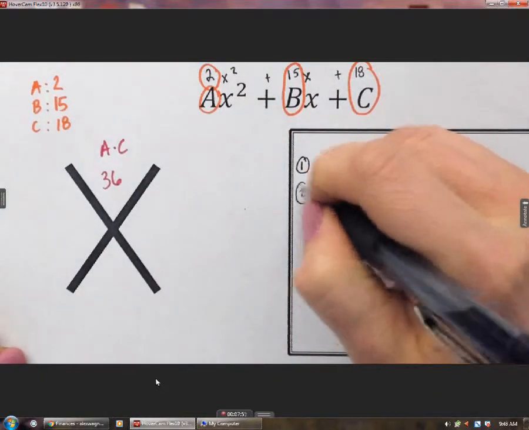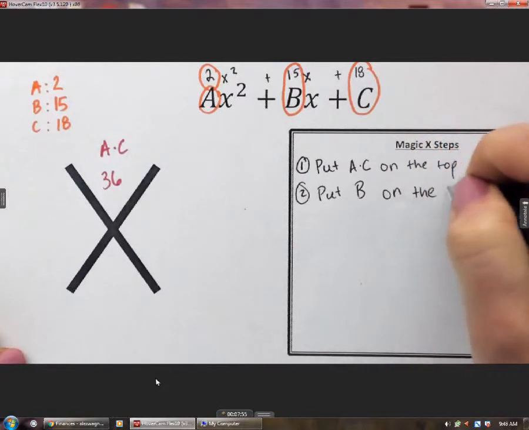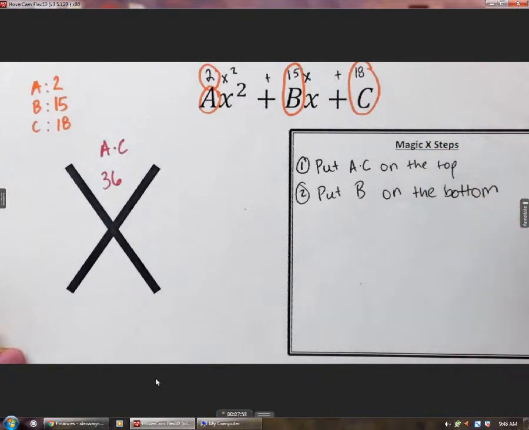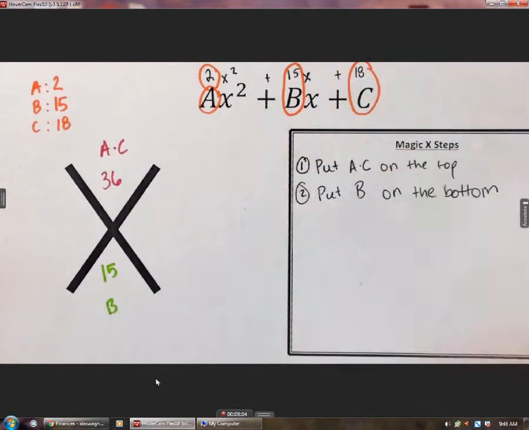Step 2. Put B on the bottom. So my B value was 15. Good.